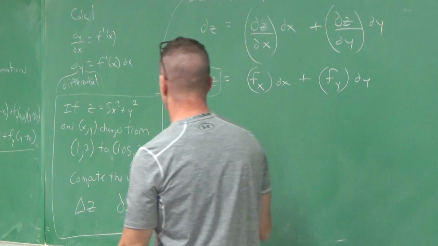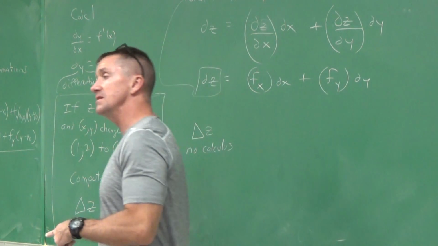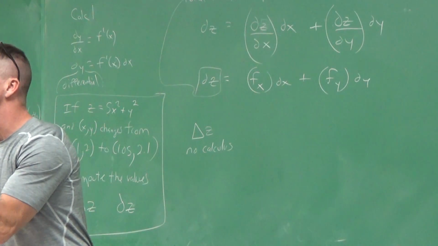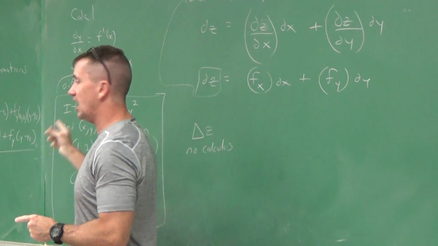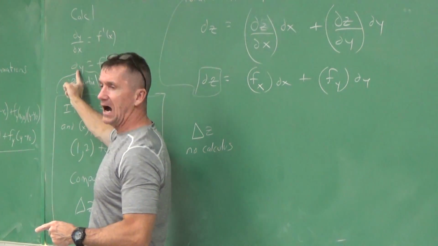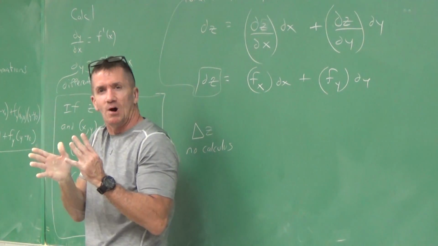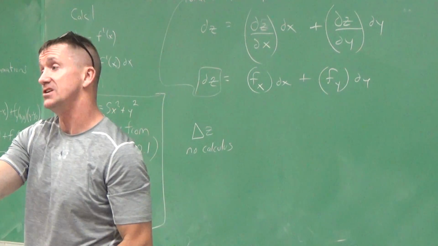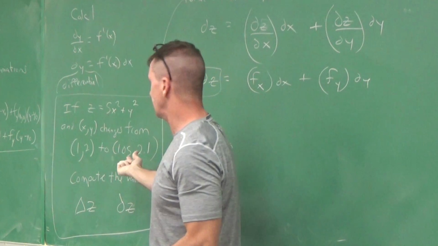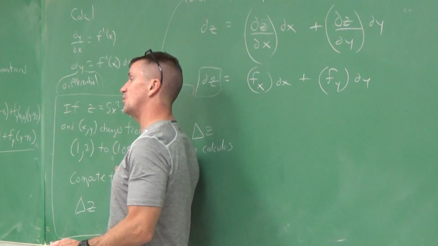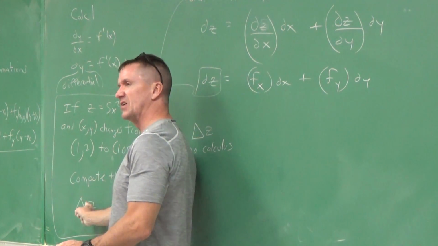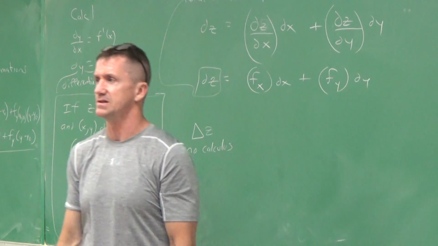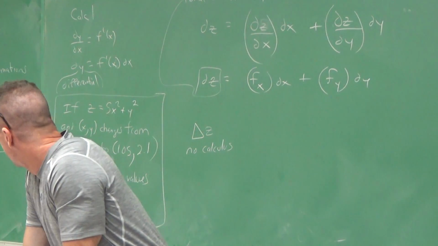That's change in z. They want you to compute both of these because they should be very close to each other. Just like in Calc 1, dy was very close to change in y for a small change in x. We notice a very small change in the x, y coordinates. They should be very close to each other. We're going to observe that. We're going to see that. So that's what I just wanted to do with it.